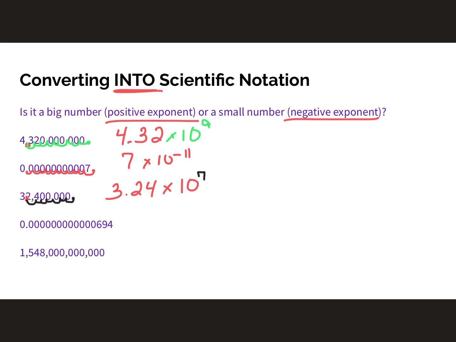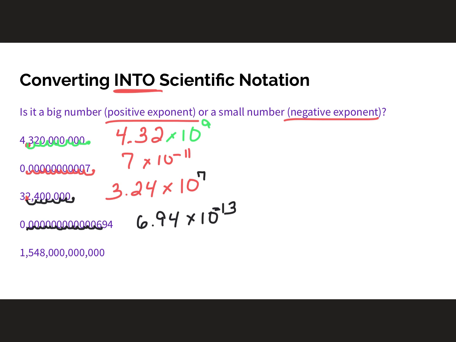This next one, the decimal needs to go between the digits to make 6.94. Right now, the decimal is all the way over here. I need to move it 1, 2, 3, 4, 5, 6, 7, 8, 9, 10, 11, 12, 13 spaces. And remember, this is a small number, so it needs to be a negative. So it's the negative 13th power.